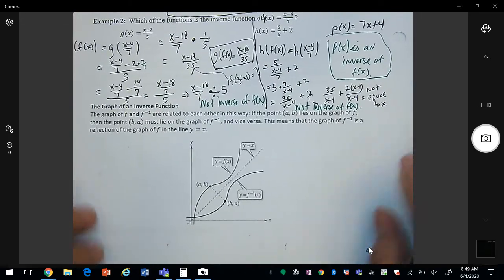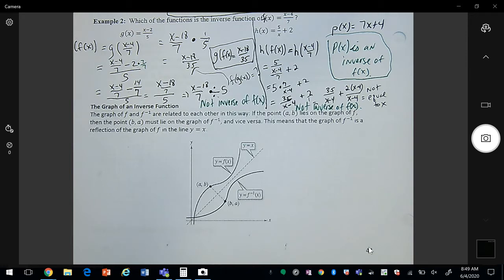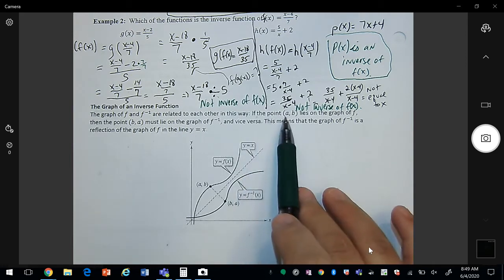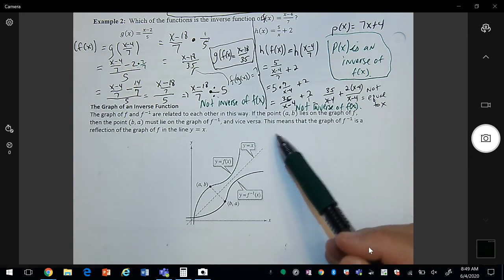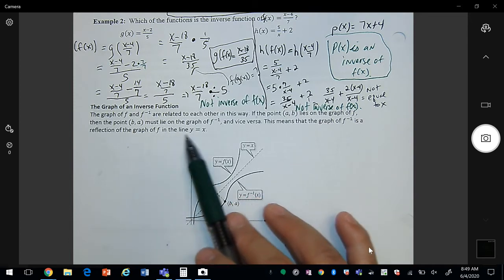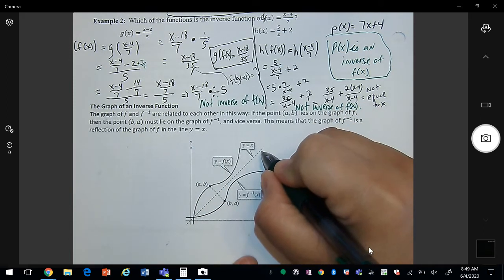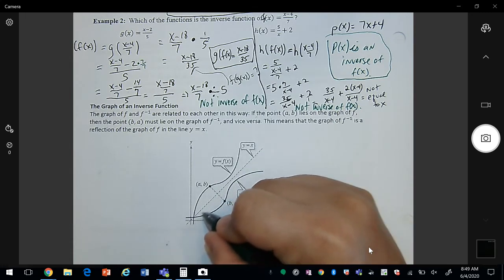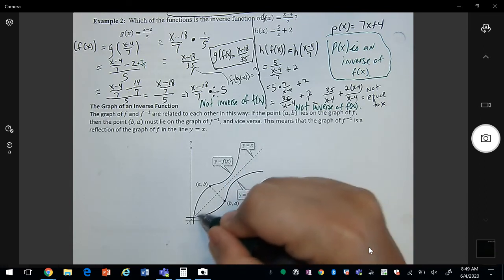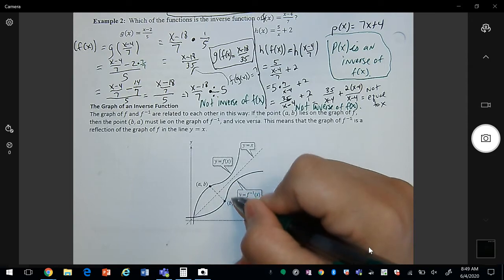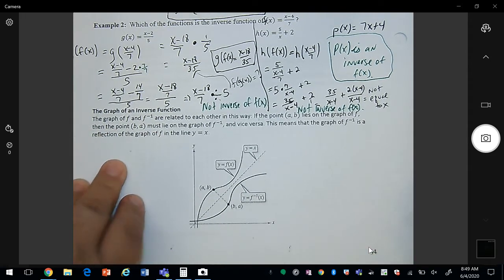Okay, so let's look at what happens with the graph. The graph of f and f inverse are related to each other in this way. If the point (a, b) lies on the graph of f, then the point (b, a) must lie on the graph of the inverse and vice versa. This means that the graph of f inverse is a reflection of the graph of f in the line y equals x. So here this dotted line represents the line y equals x, and it's a reflection. You can see that (a, b) is on this side and (b, a) is on this side. So that happens with the graphs.